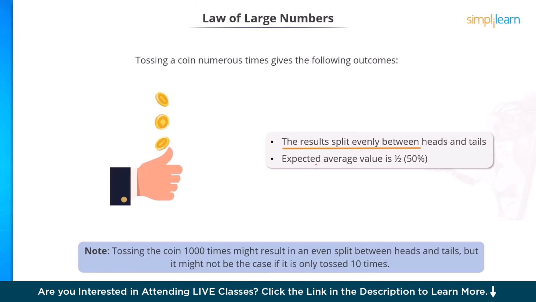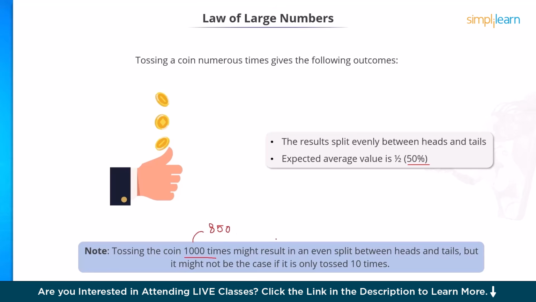The result will spread evenly between head and tails, and the expected average value is going to be half. That means 50 times tails and 30 times heads. But again, if you toss a coin 1,000 times, then the result can be different, because out of 1,000, let's say 850 times it has been head, and only 150 times it has been tails, and so on.